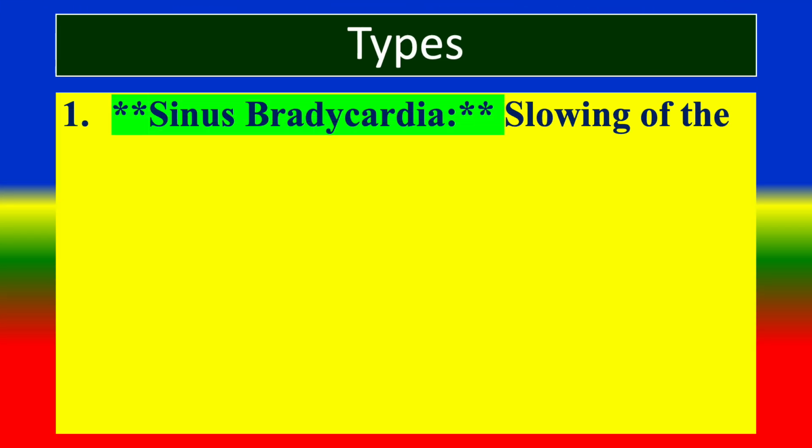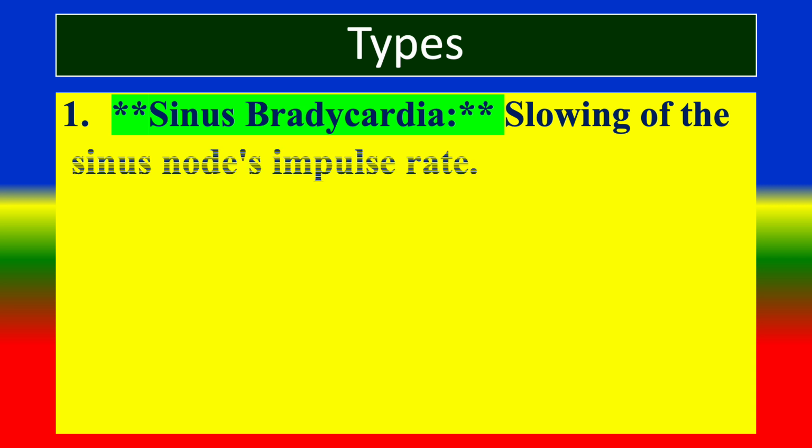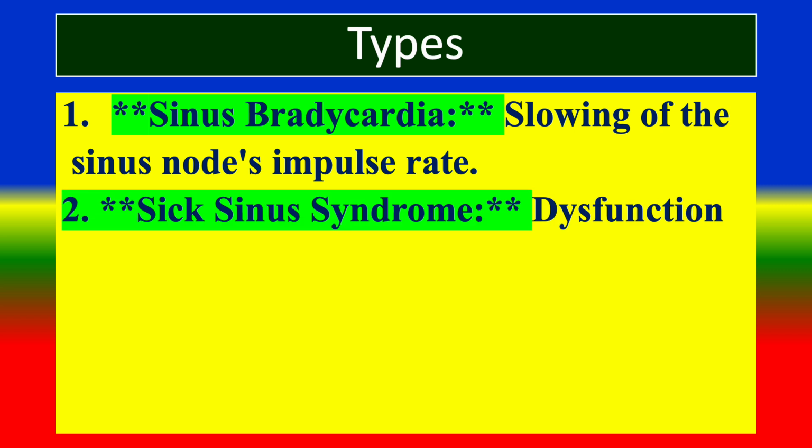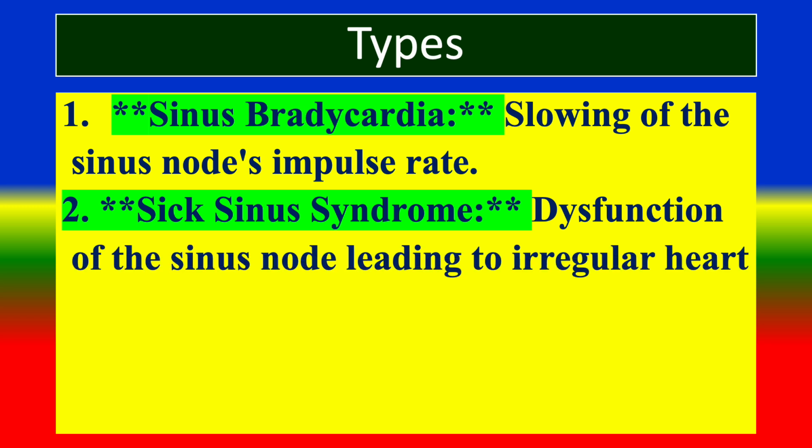Types. 1. Sinus bradycardia, slowing of the sinus node's impulse rate. 2. Sick sinus syndrome, dysfunction of the sinus node leading to irregular heart rhythms.